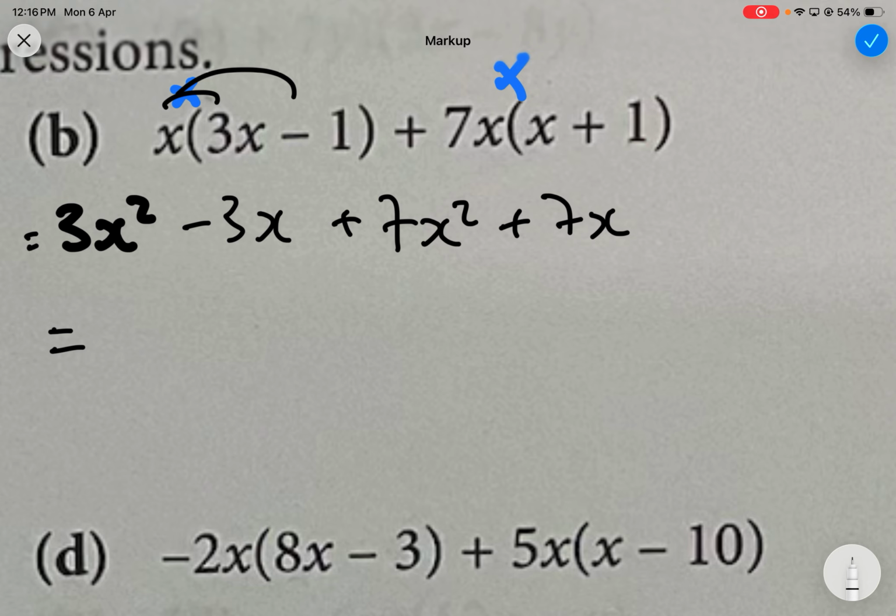Then I put the like terms together. X squared and x squared, they are like terms. They are both counting the number of x squared. So I add them together. 3x squared plus 7x squared. How many x squared do we get? Wrong. 3x squared plus 7x squared, you tell me 10x squared. 3 apples plus 7 apples got how many apples? 10. Then why does 3x squared plus 7x squared become 2x squared?